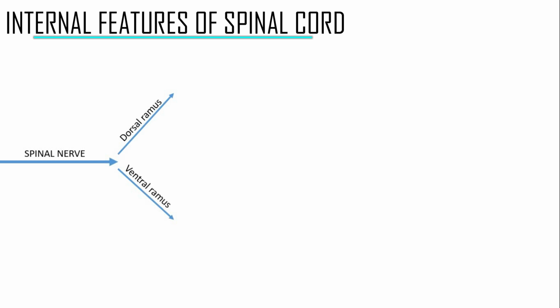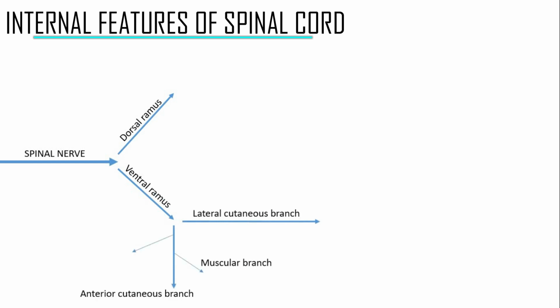The dorsal ramus supplies the dorsal one-third of the body wall. It does not supply the limbs, while the ventral ramus supplies the ventral two-thirds of the body wall, including the limbs. The ventral ramus further divides into the lateral cutaneous branch and the anterior cutaneous branch, where the anterior cutaneous branch further divides into muscular branches.